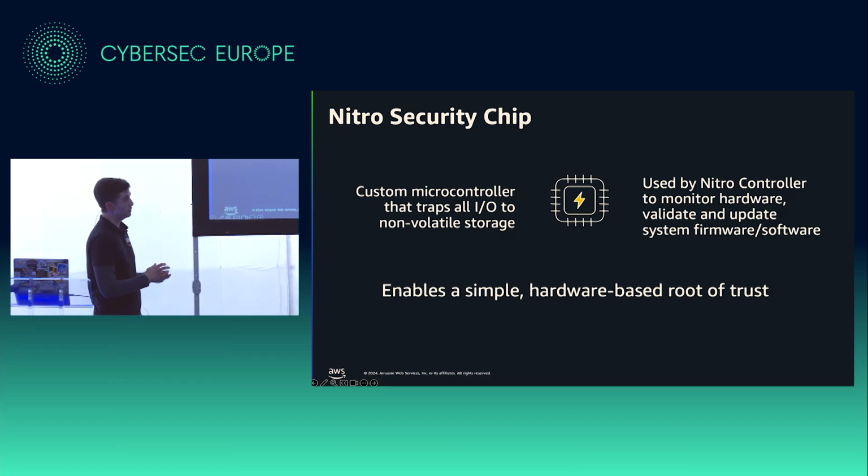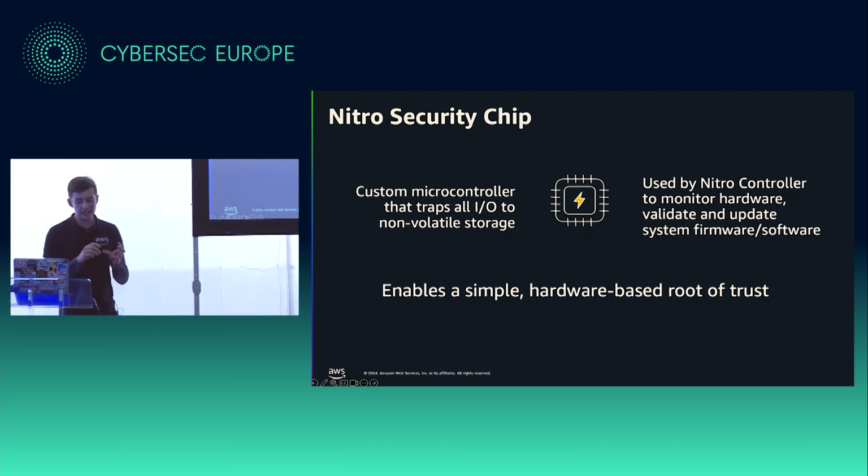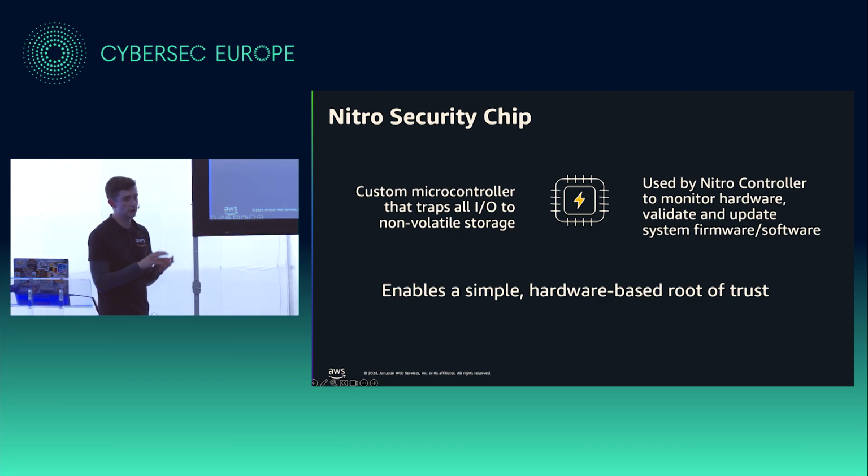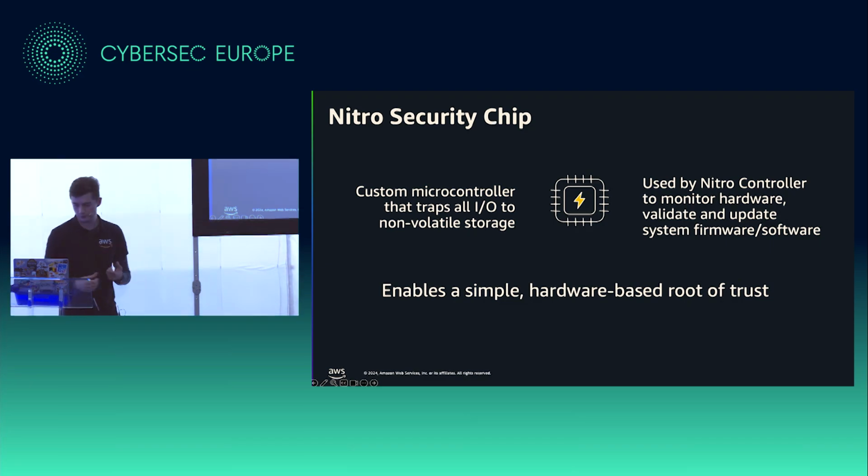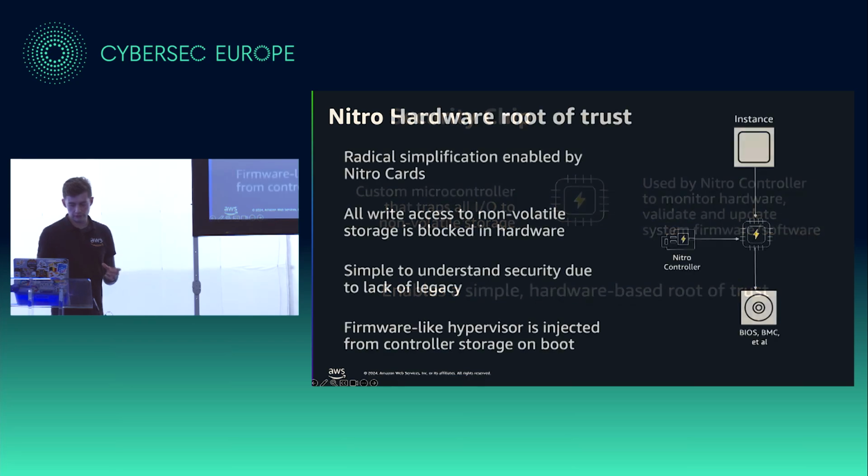And with a Nitro security chip, so this is another key component. This sits on the motherboard itself, on the main board. It seeks to trap all I/O between the host machine itself and any non-volatile storage on the box. So when I say non-volatile storage, I'm talking about anything that's sitting on those Nitro cards, any firmware that's on the hardware that we have within the server. And it's also being used to validate and verify the software that's on the firmware, that we have executing on the device. Why is this important, though?